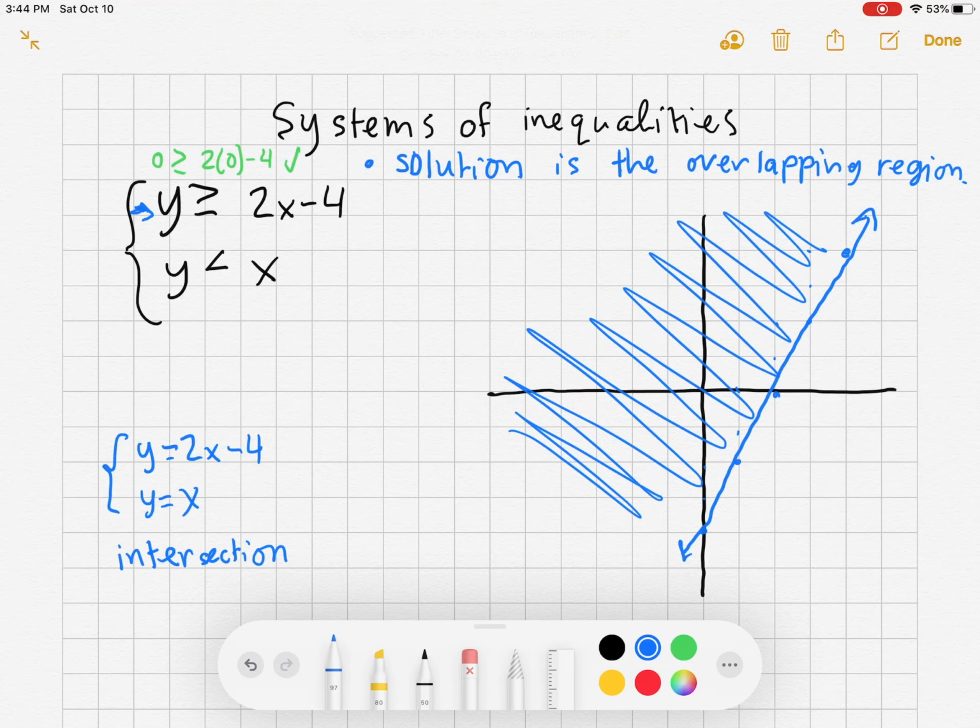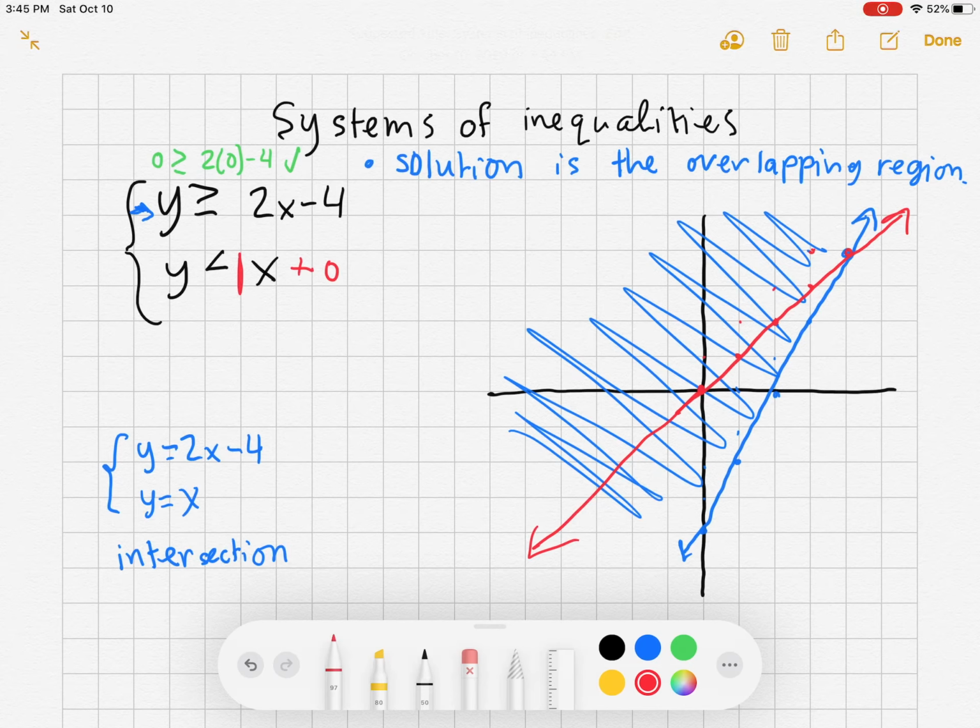All right, let's switch colors, and we're going to do y is less than x. Well, we don't have a slope and we don't have a y-intercept here. But we know that if there isn't one given, the y-intercept is 0 and the slope is 1. So we'll start here, go up 1, over 1, up 1, over 1, up 1, over 1, up 1, over 1. There's enough points to graph our line. There we go.